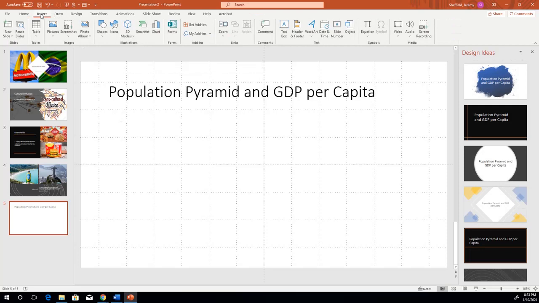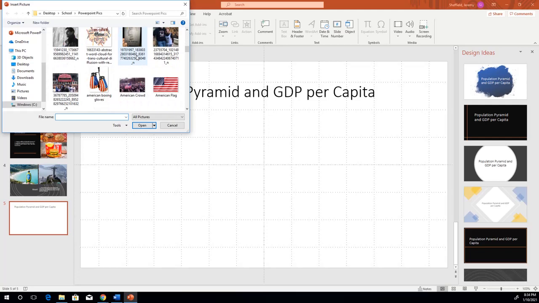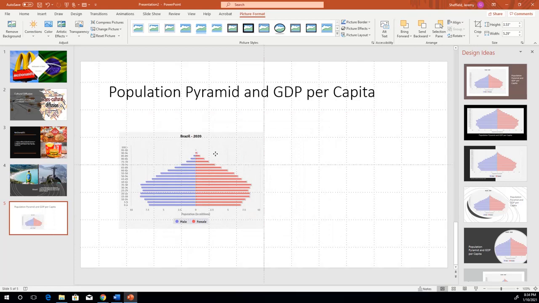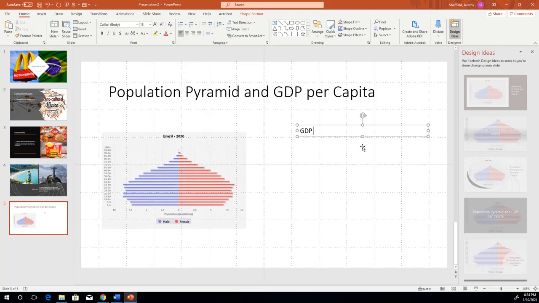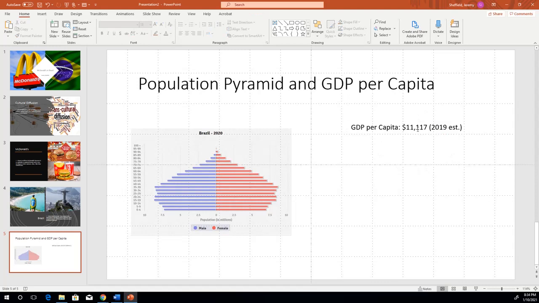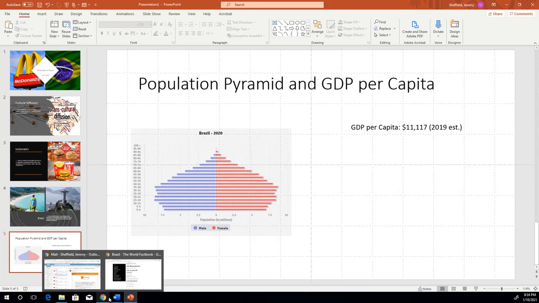Insert the picture. I want to insert a text that says GDP per capita. This is how much money the average person makes in Brazil. Okay, and it is $11,117, established around 2019. And then we need one more picture.